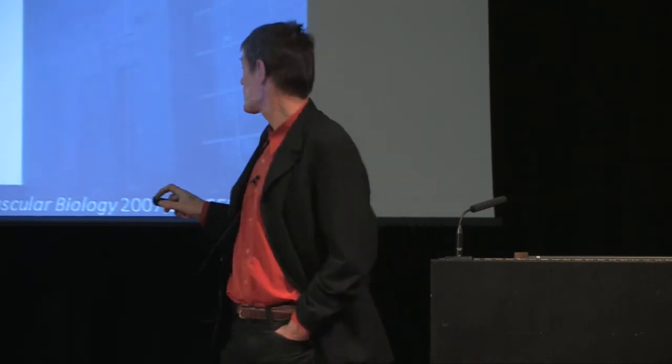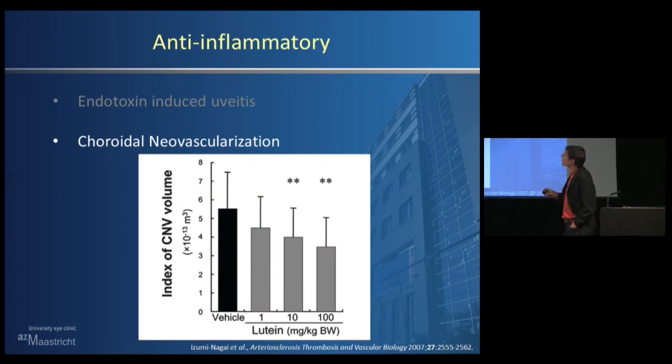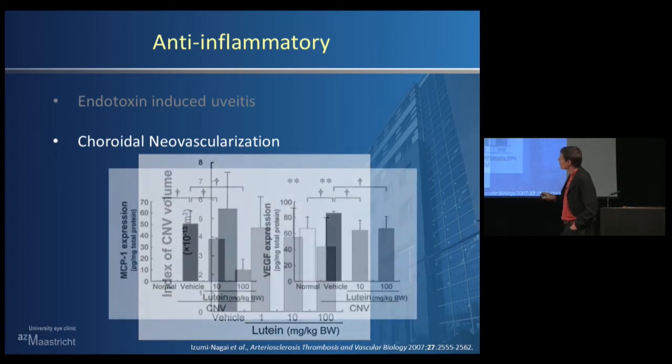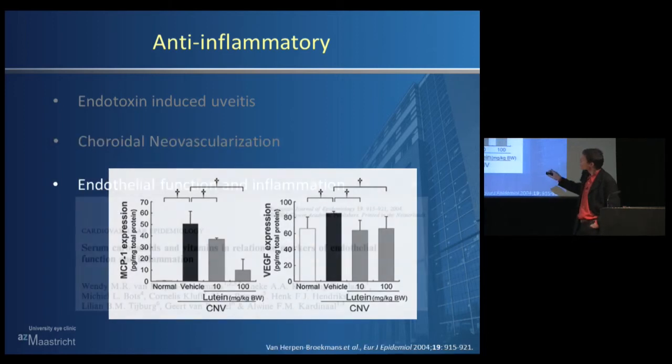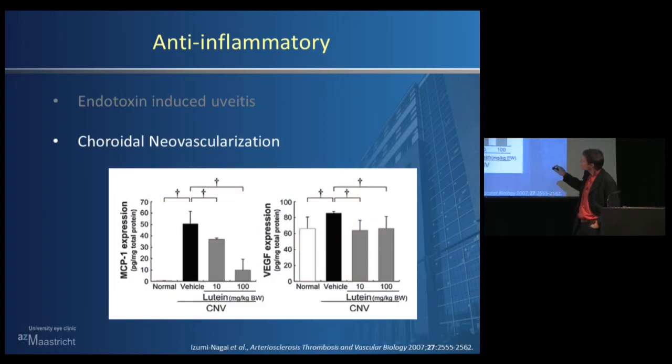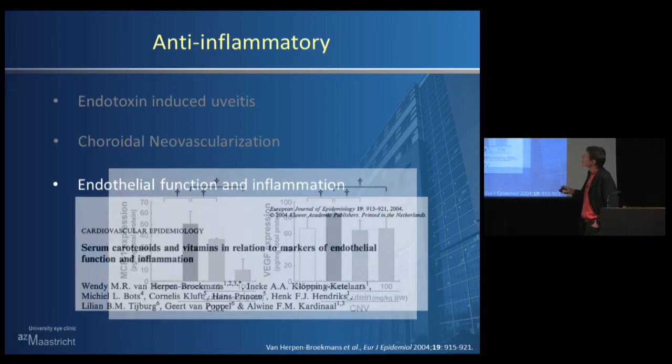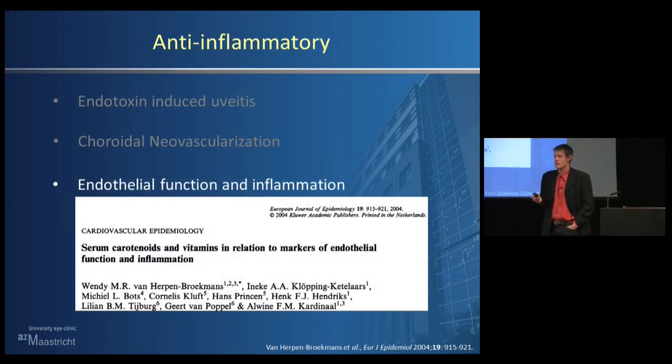Another experiment has been done recently. It's looking at choroidal neovascularization, and the index of the volume is also influenced by lutein, as you see here. And if you then look for inflammation markers which go along with this process, then indeed you see that these inflammation markers can be diminished by adding lutein. So that's probably the way this CNV is diminished.